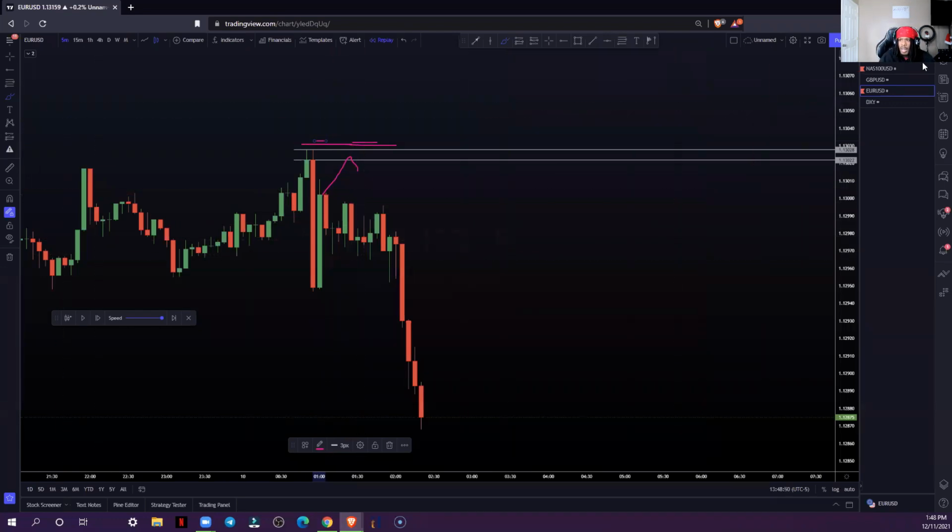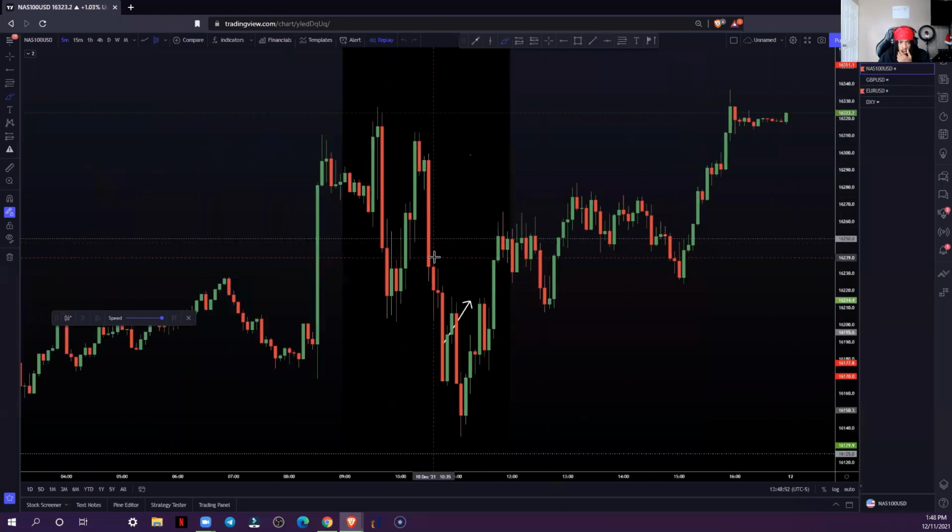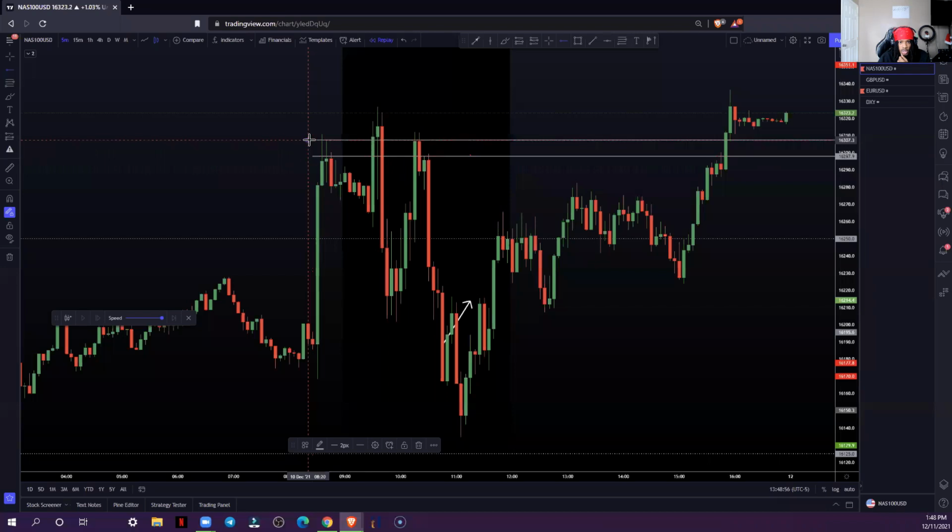And literally on NAS 100, this happened. This little wick right here, it closed above, or even if you drew your box like this, it closed above. It's not valid. This body right here closed above. So now that level doesn't matter. You're deleting it because it closed right there.